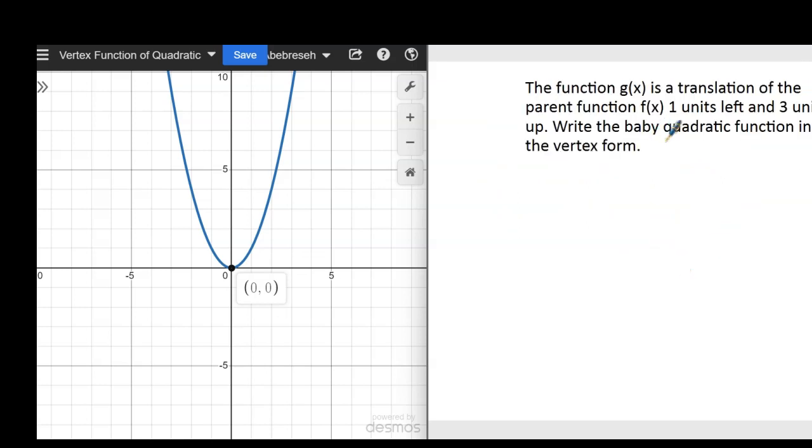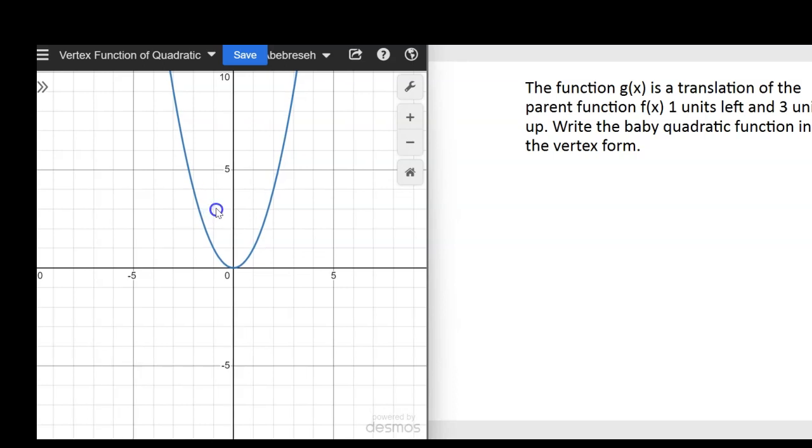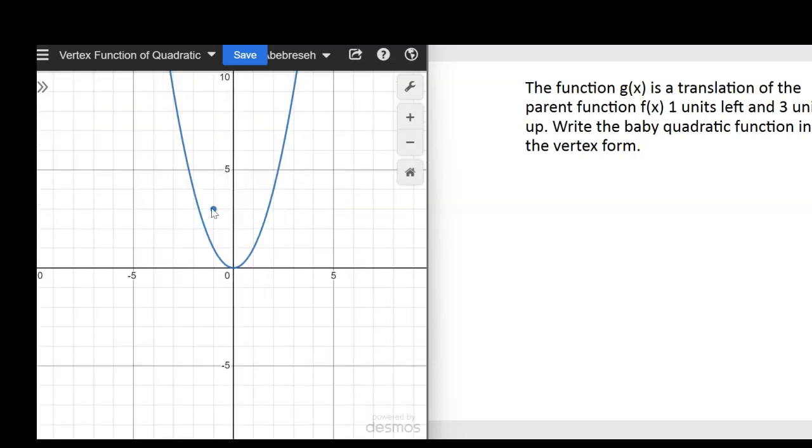So here we want to write a baby quadratic function in the vertex form, where this function has been moved 1 unit left and 3 up. So 1 and then 3 up. If the vertex comes here, can we write the equation? Since it's left, it's going to be here, so it's going to be -1 and then 3. We want to see if we can write the formula for that.